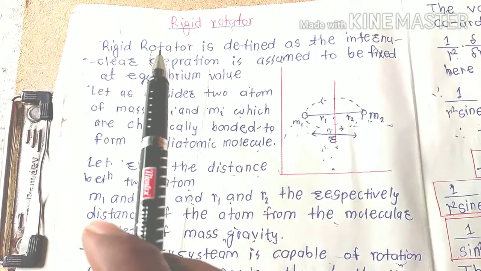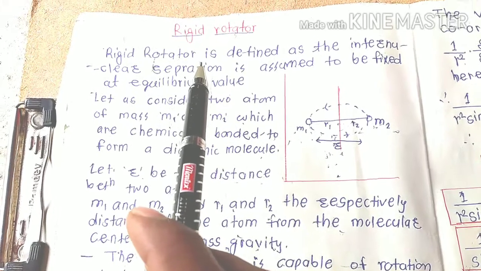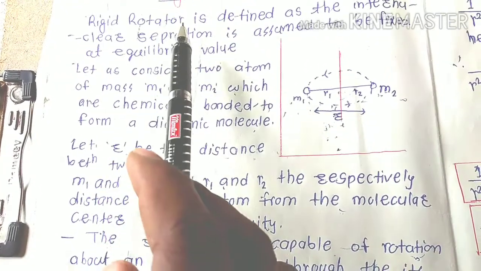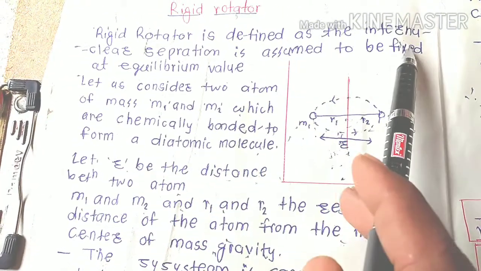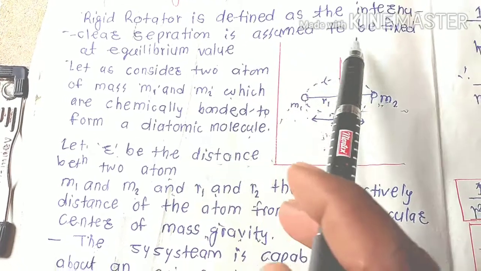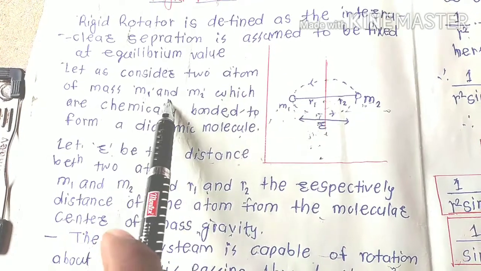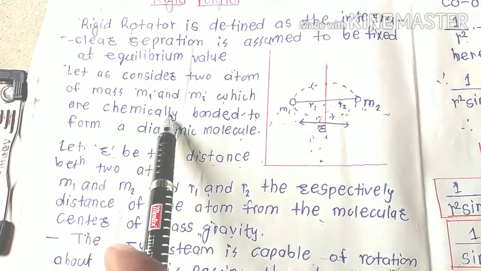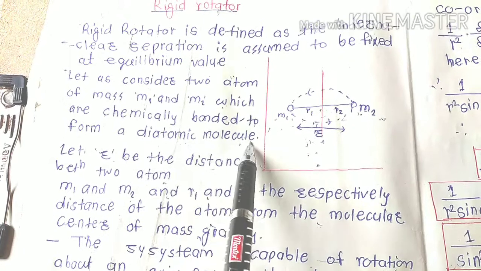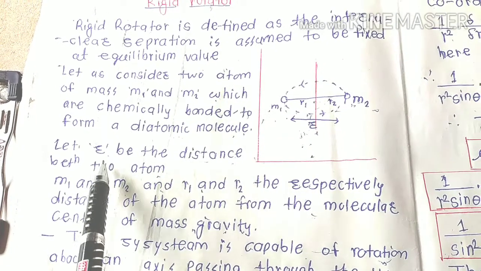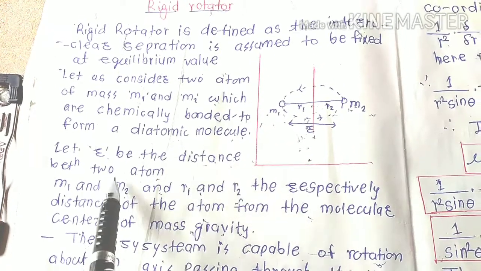So, my dear friends, we are discussing the rigid rotator. A rigid rotator is defined as a system in which the internuclear separation is assumed to be fixed at the equilibrium value. Let us consider two atoms of mass m1 and m2, which are chemically bonded to form a diatomic molecule. Let r be the distance between the two atoms.